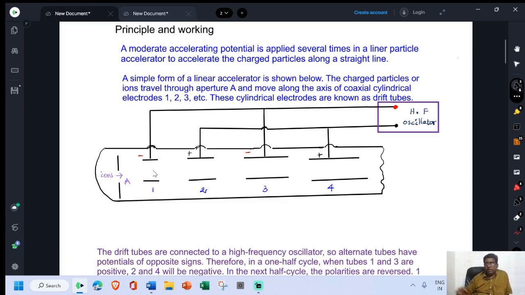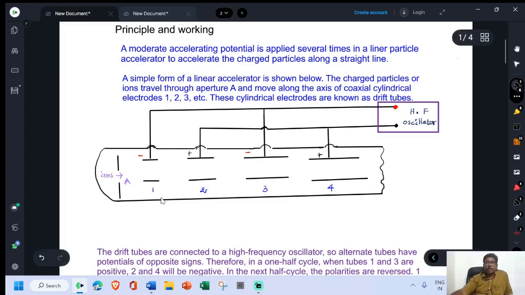And the second point is, if you talk about the length of these electrodes, the length of the first electrode is assumed as L, the second electrode length is √2 times L, and the third electrode length is √3 times L. If this tube contains n number of electrodes, the length of the nth electrode is √n times L.